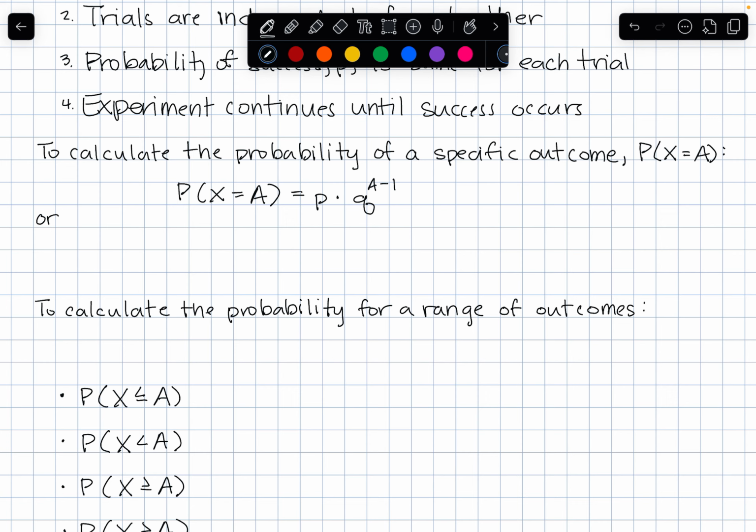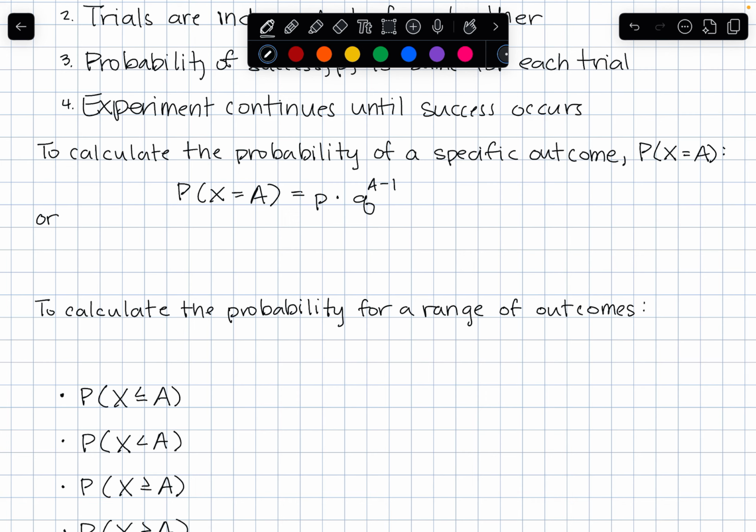And this rule comes from the multiplication rule. If I took A trials to get a success, that means I had A minus 1 failures, failure times failure times failure times failure, and then 1 success at the end times success. So this is just shorthand for what we would calculate if we were doing failure and failure and failure and failure and success.